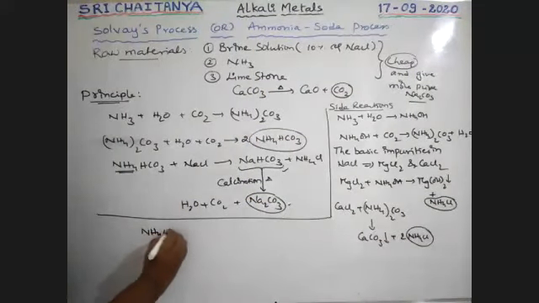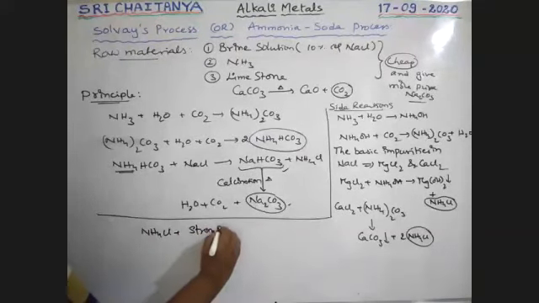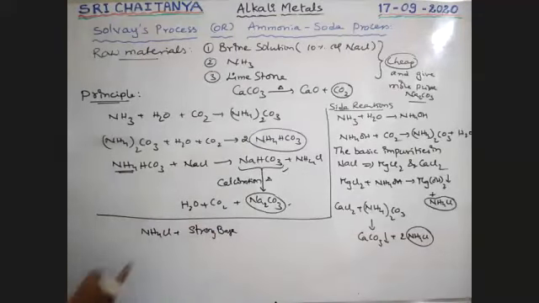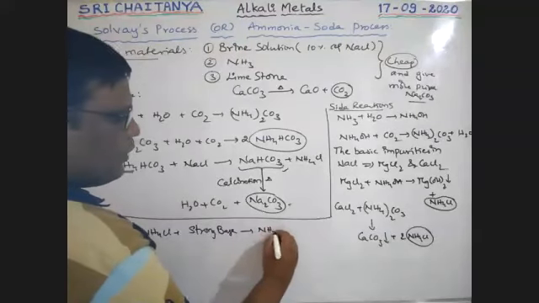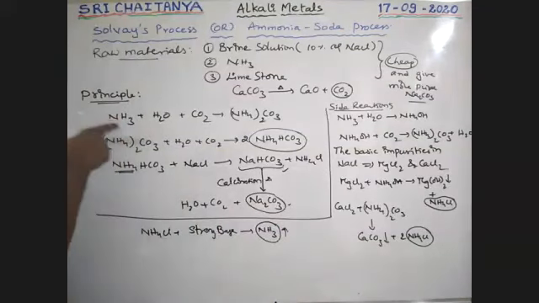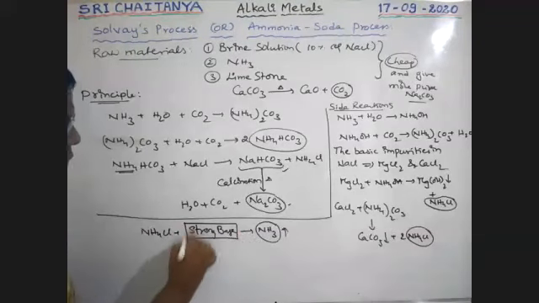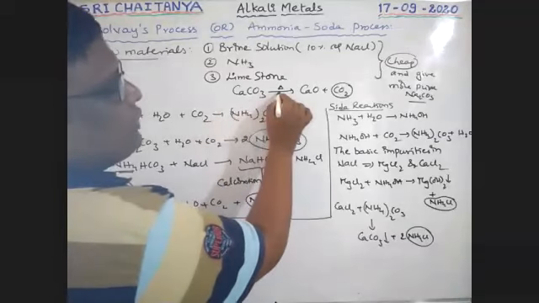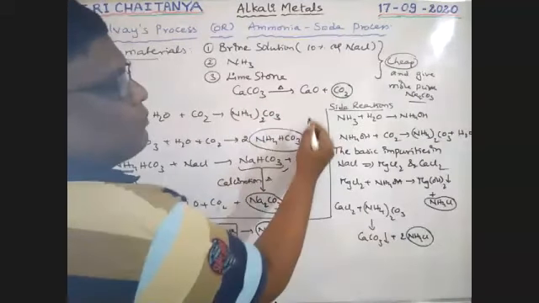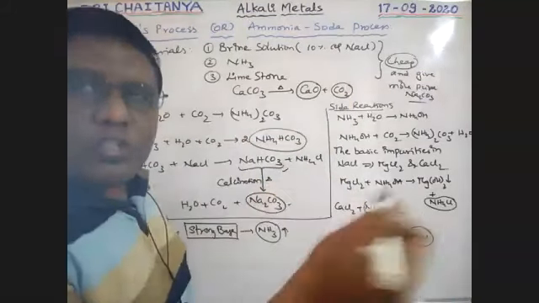That formed ammonium chloride reacts with any strong base. Yesterday we completed the reaction: an ammonium salt reacts with a strong base like NaOH and gives ammonia gas, NH3. This NH3 gas is reused here, so there is no wastage. For this strong base, when CaCO3 is heated, it gives calcium oxide and carbon dioxide. This calcium oxide is used to prepare the strong base.